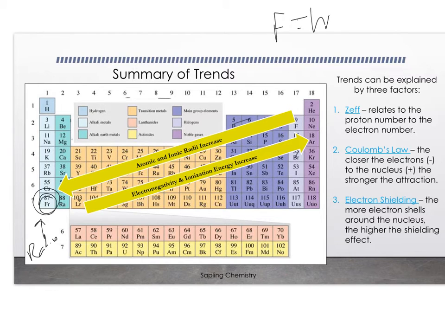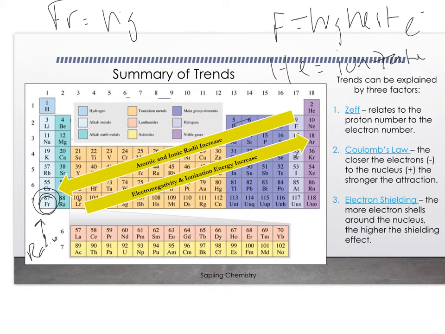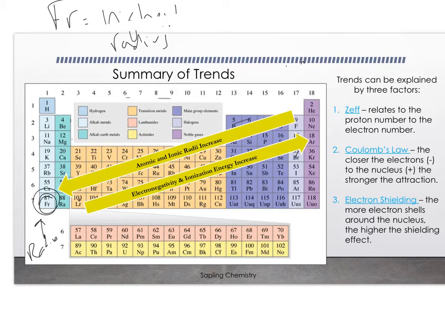Fluorine has the highest electronegativity, and helium has the highest ionization energy. So those are 3 elements that you need to memorize, where francium has the highest radius, fluorine has the highest electronegativity, and helium has the highest ionization energy. So the overall trends: your radius increases going in the bottom left direction, and your ionization energy and electronegativity increase going in the top right direction.